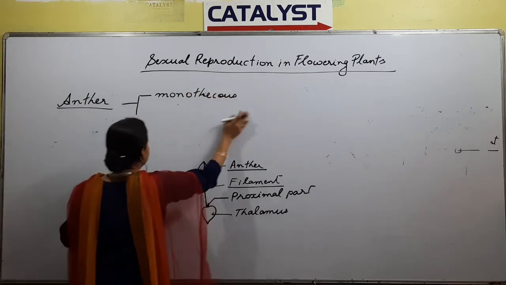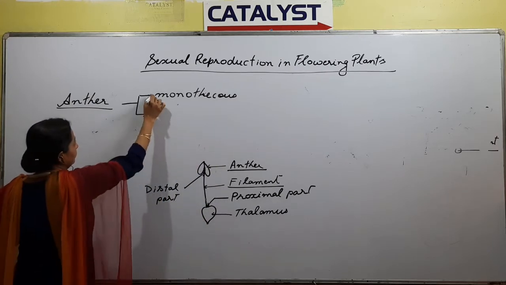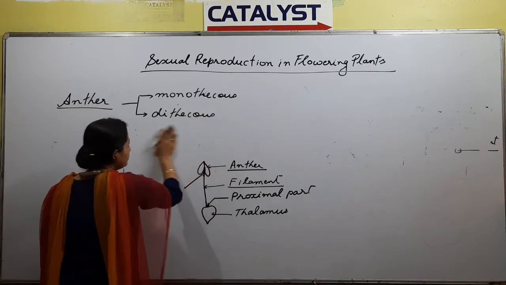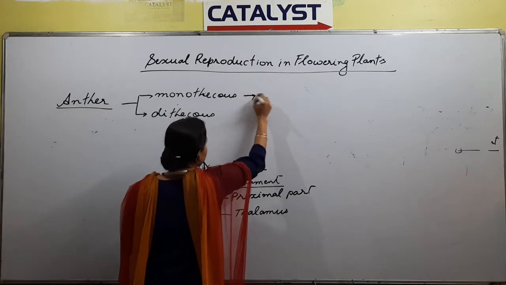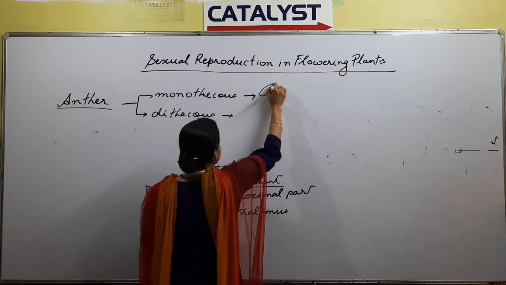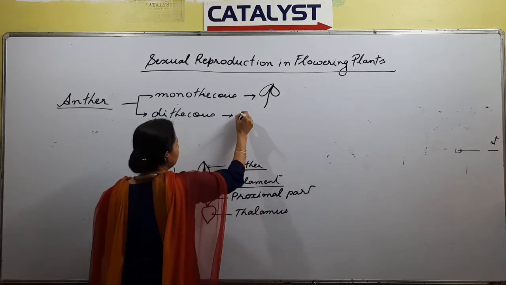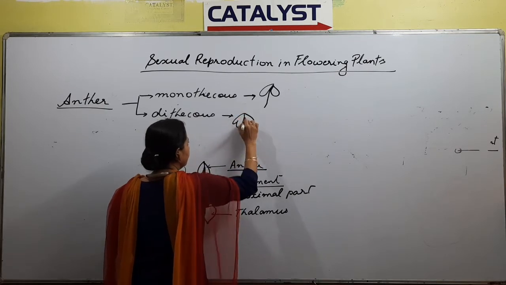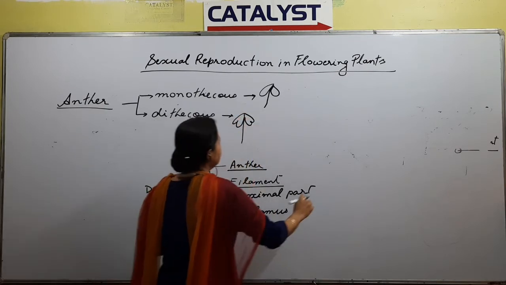Monothecous and dithecous, right? What is monothecous? Diagram to make it clear. So this is a monothecous anther and this is a dithecous anther, right?